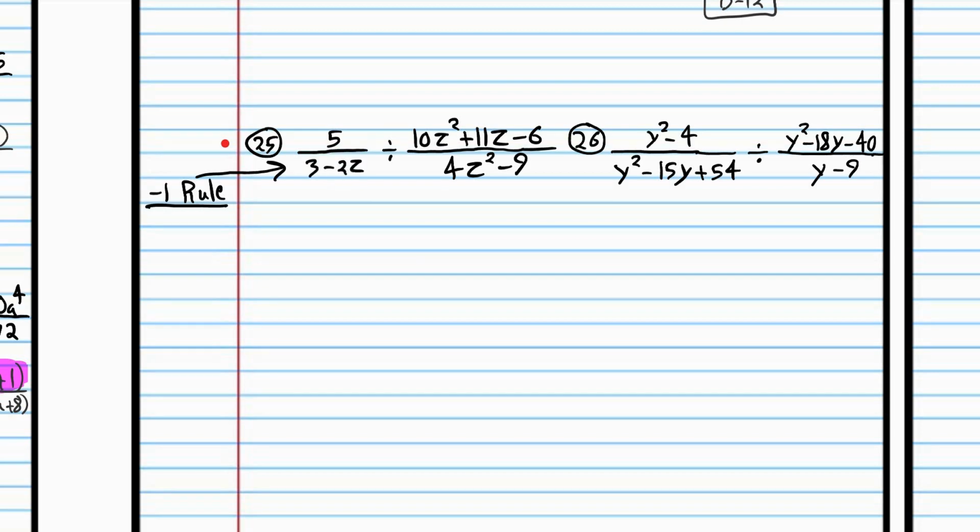So just be aware that you're going to have to factor out a negative 1 here, and hopefully you remember how to do that. So try number 25, and when you come back, we'll do it together. And if you get stuck there, that's okay. I'll show you how to do it when you come back. So try number 25. Pause the video. All right, we're back.